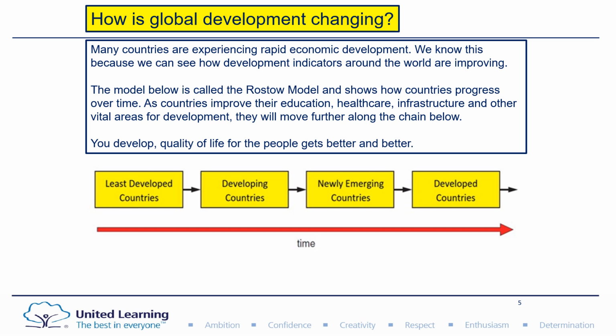Awesome. So we've seen this slide before. Global development happens on a sort of a timeline continuum. So countries go from being LICs through to HICs, and this model happens over time. So all countries were once LICs, like Britain 1,000 years ago, and over time we went from being a LIC to a newly emerging economy in the Industrial Revolution to a high-income country today. And the more you develop towards HIC, the better quality of life gets for people.